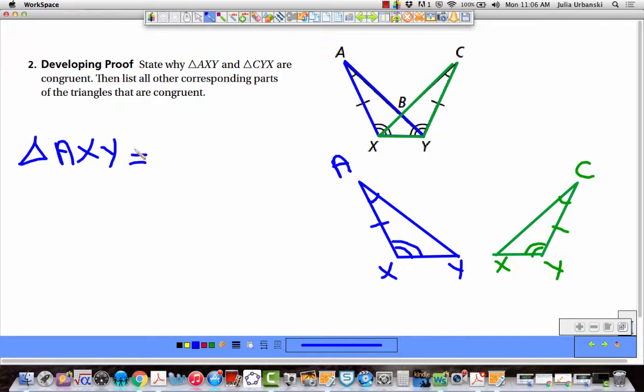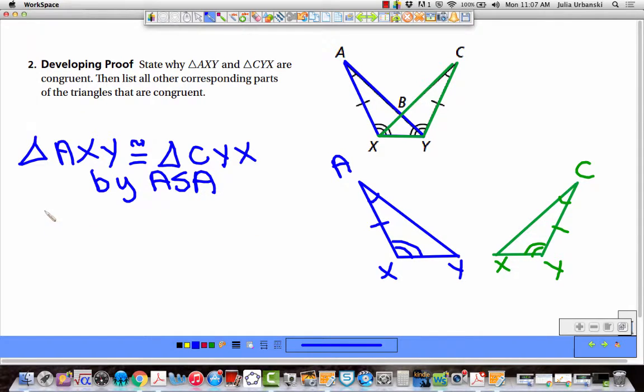Triangle AXY is congruent to, you help me put them in the right order. I started out with A. Which one matches A? C. Good job. X in the blue one has two marks, and Y in the green one has two marks, so those two go together. And then Y in the blue has no marks, and X in the green has no marks, so those two go together. So please notice when they're overlapping, the order of the letters is going to be used twice. X is used twice, Y is used twice, and not in the same place. By what reason? Look at these markings.